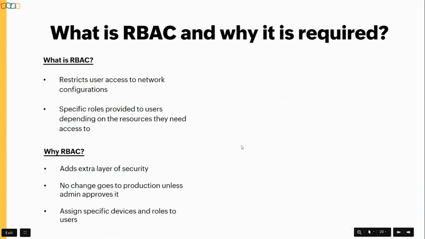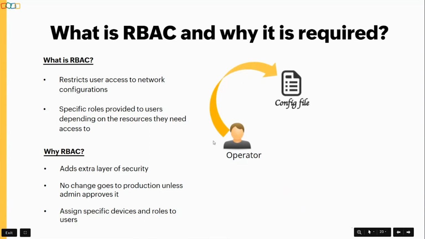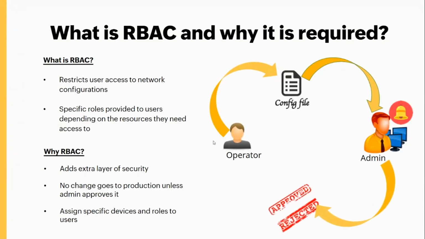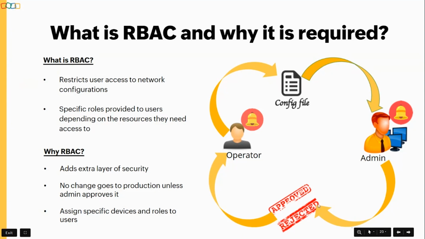Let me show you a representation of how the change will happen when the operator tries to perform a configuration change. Now we have an operator user account. He is trying to perform a change on the device configuration. As soon as he tries to perform the change, the administrator user will get a notification about it. If the administrator approves that, then the operator user account will get notified and the change will be performed on the device configuration. And if the administrator rejects that, the operator will still get notifications about it. Let me show you on the GUI how we can perform this.